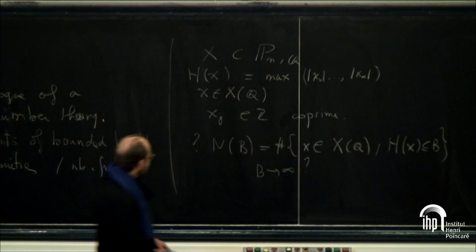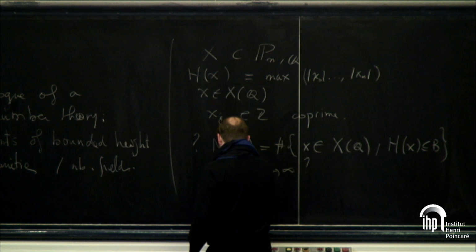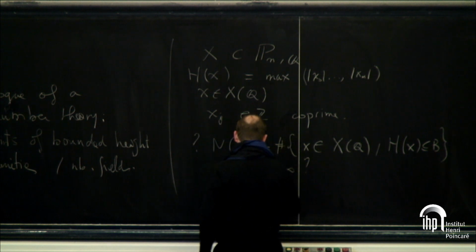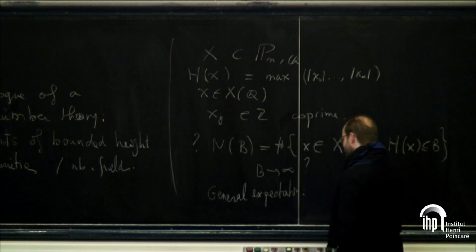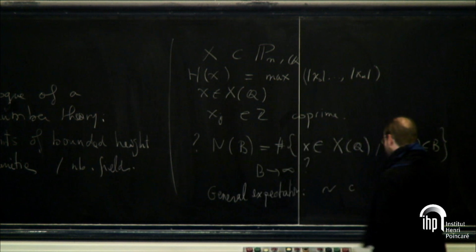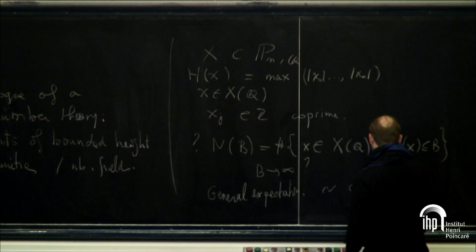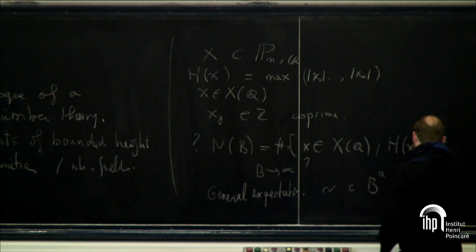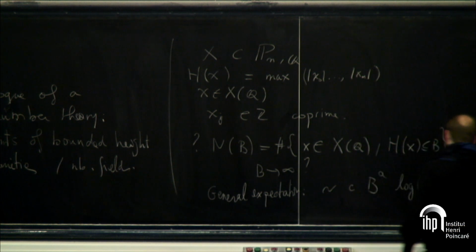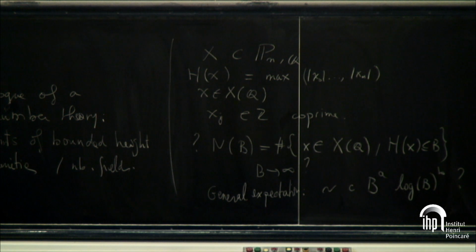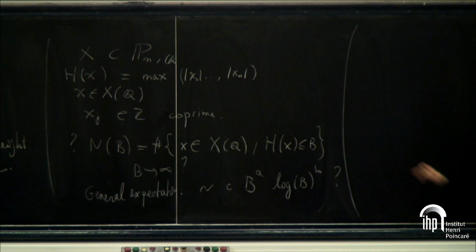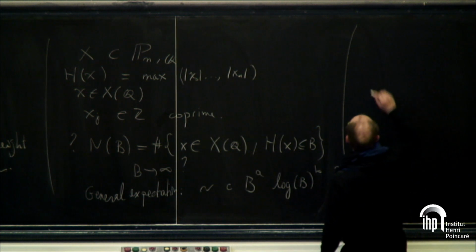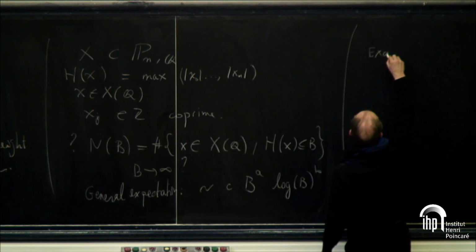The general expectation is that it grows like a constant times a power of B times a power of log B. In every example where something is known about that problem, this is what happens. Let me give two examples.